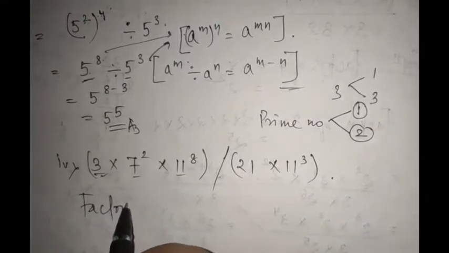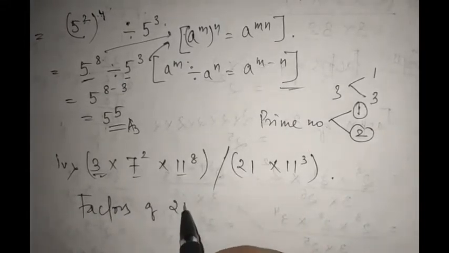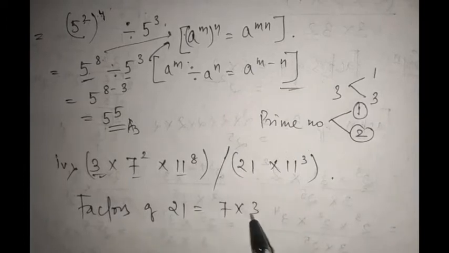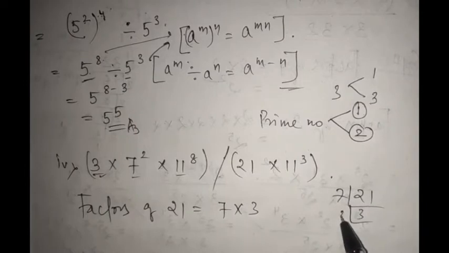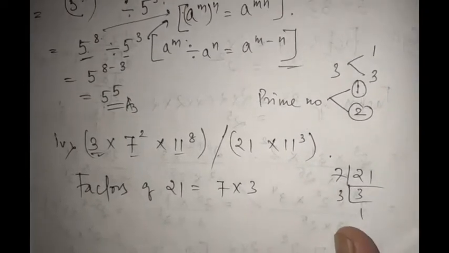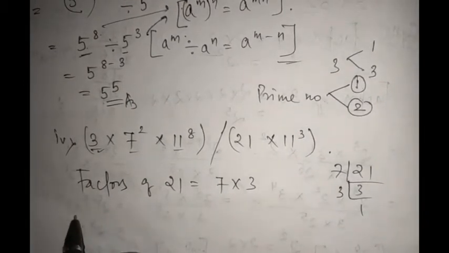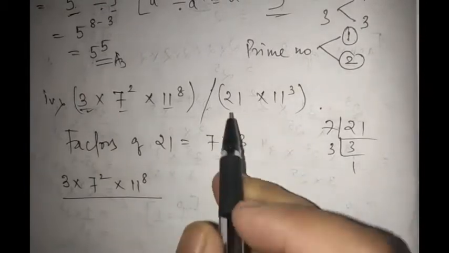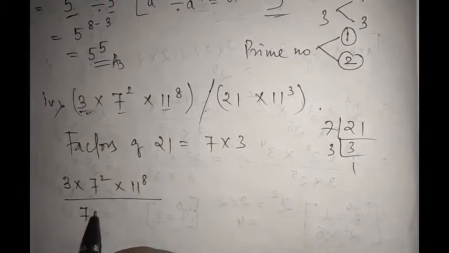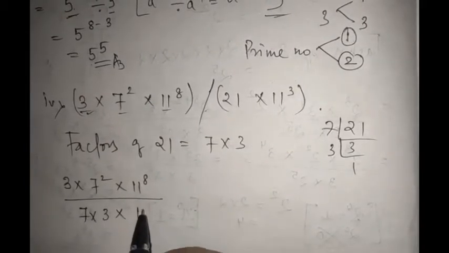So first of all, we will convert this into prime numbers. By the prime factorization method, 7 times 3 is 21, so 7 times 3 is the only way we can write it. So now what can we write here? 3 into 7 square into 11 to the power 8 divided by 21, which can be written in the form of 7 into 3. So I'll be writing 7 into 3 into 11 cube.